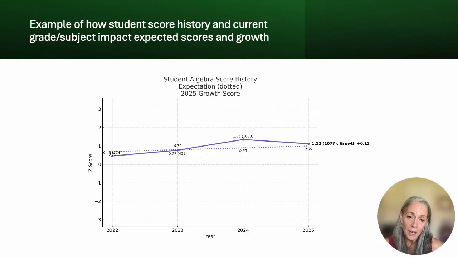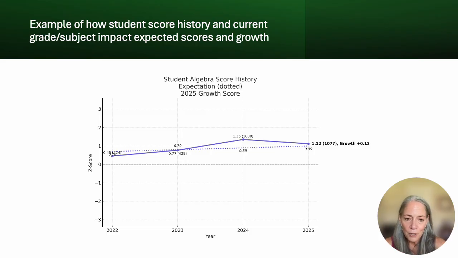Again, the solid blue line is the student's actual z-score, and in parentheses you see their scaled score, and then the dotted line is what we expected them to be doing based on their score history. So you can see this was a student that started out above average, stayed slightly above average, and then their first Atlas score was 1,088. That was a z-score of 1.35. So that means the student was more than a standard deviation above the average student at that grade level that year. That's really, really good.